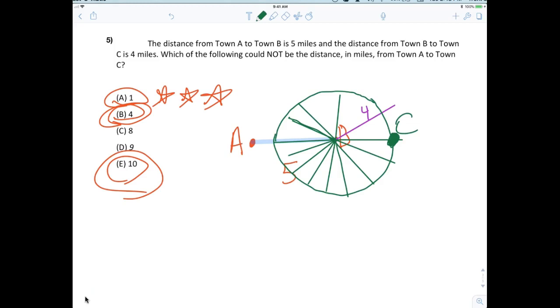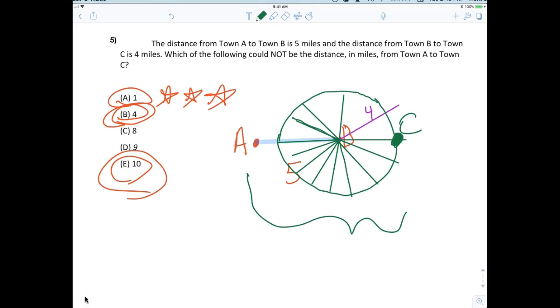All right. So that distance from A to C could be how many units? 9. Does everybody agree with that? Is it possible to be anything greater than 9? No. So the answer is 10. All right. Very, very tough problem. Very tough.